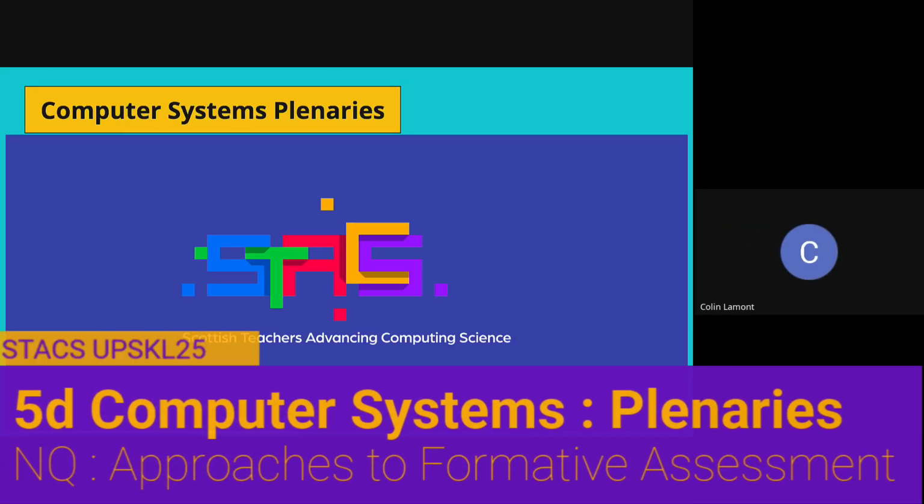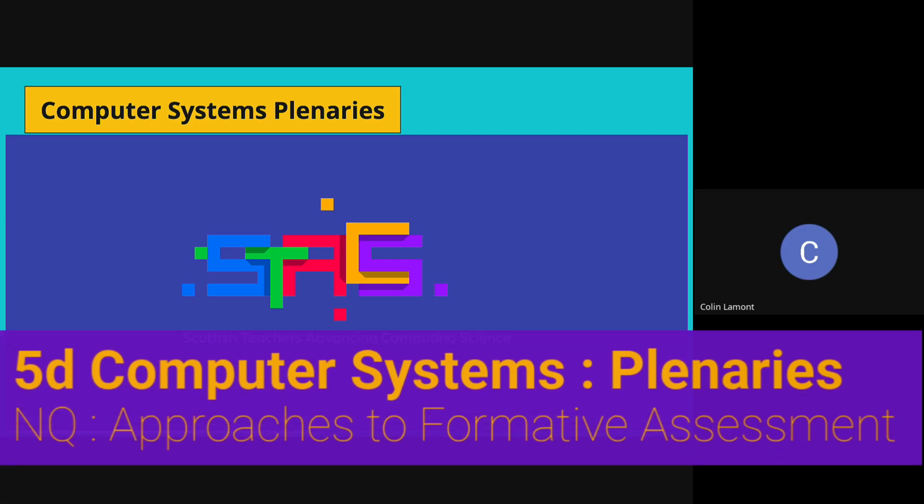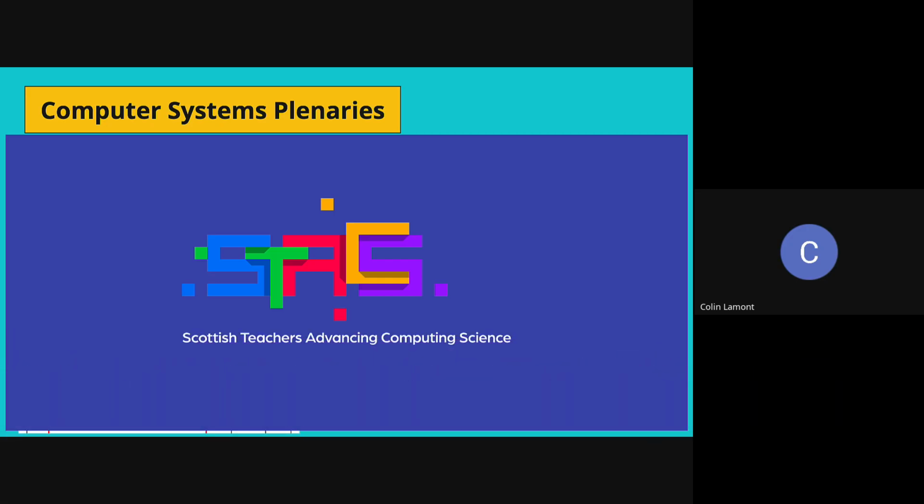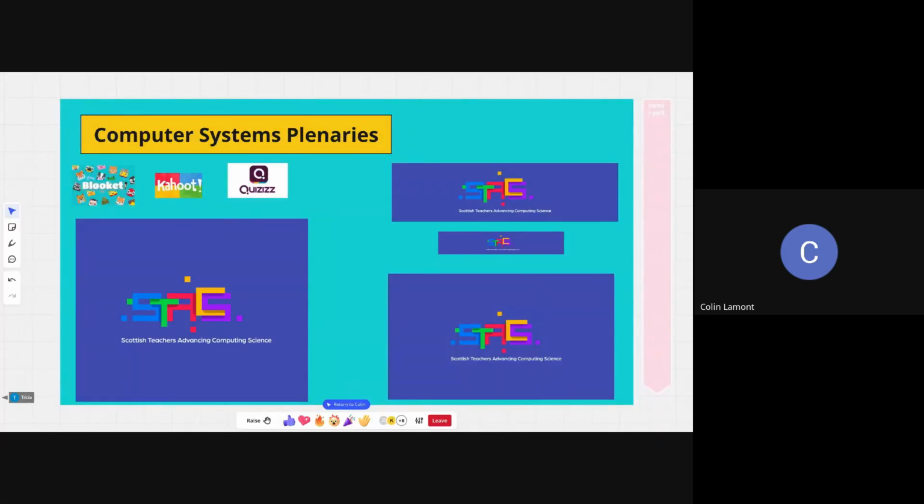As mentioned earlier, Blooket, Kahoot, quizzes, they can be really good ways to finish off a lesson as a plenary. There's loads of different plenary ideas that you can just adapt to the systems unit. What can be quite good is a couple of rounds of: here's the answer, what's the question?